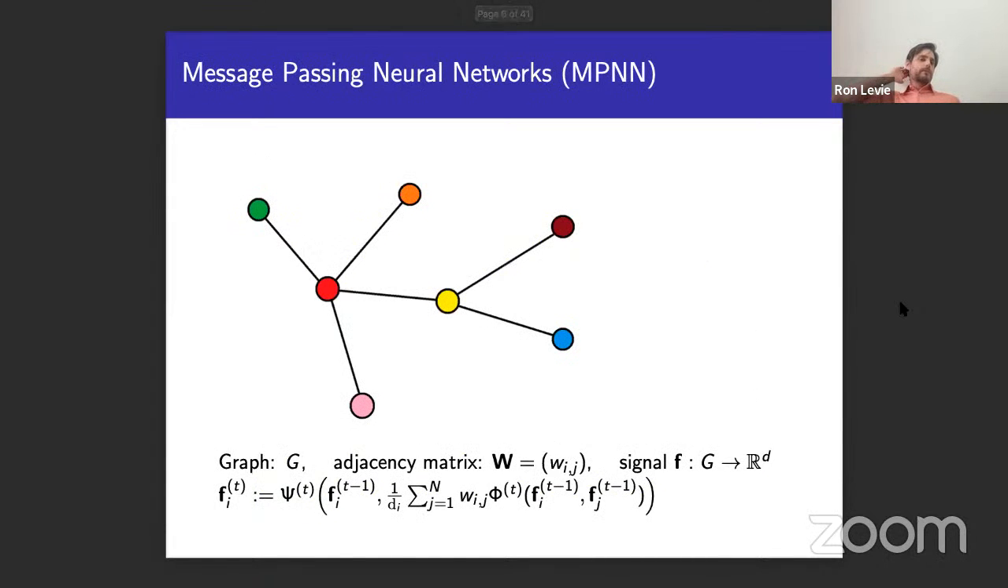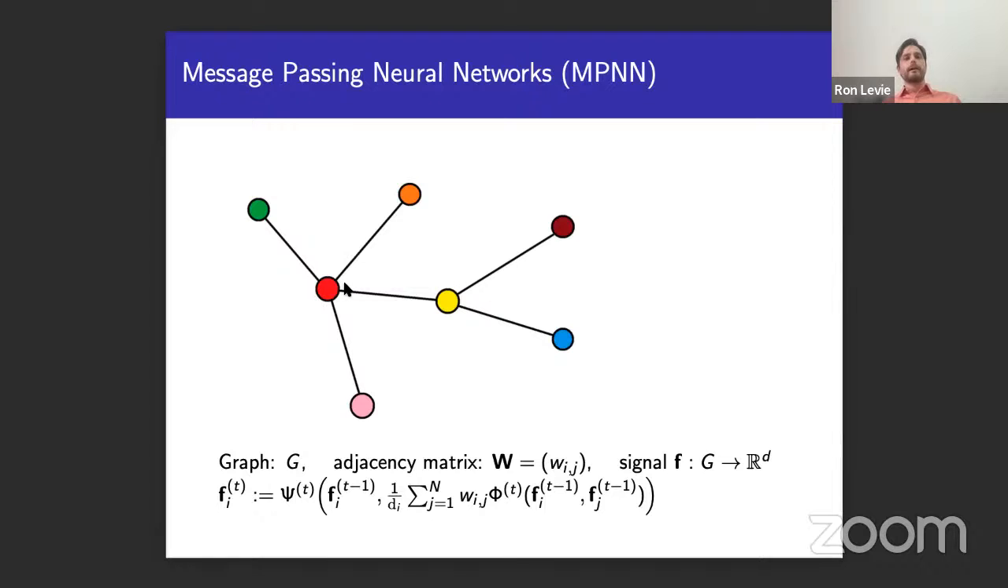Okay, so just to make sure that we all understand what we're talking about, just to level the playing field, let me give you a short description of what message passing networks are. This is the type of neural network that I focus on. Most practical examples of graph neural networks are either special cases of message passing networks, or some of them are slight extensions. So in a message passing network, we have a graph with a signal.